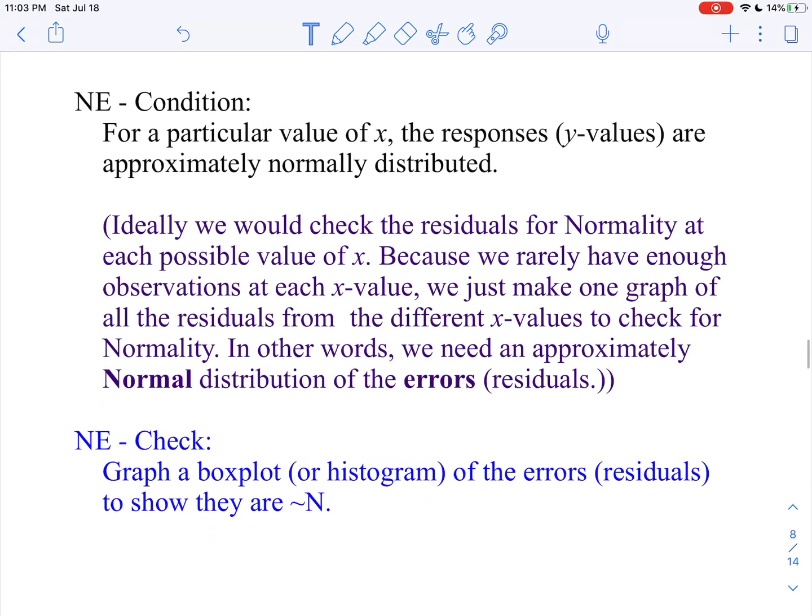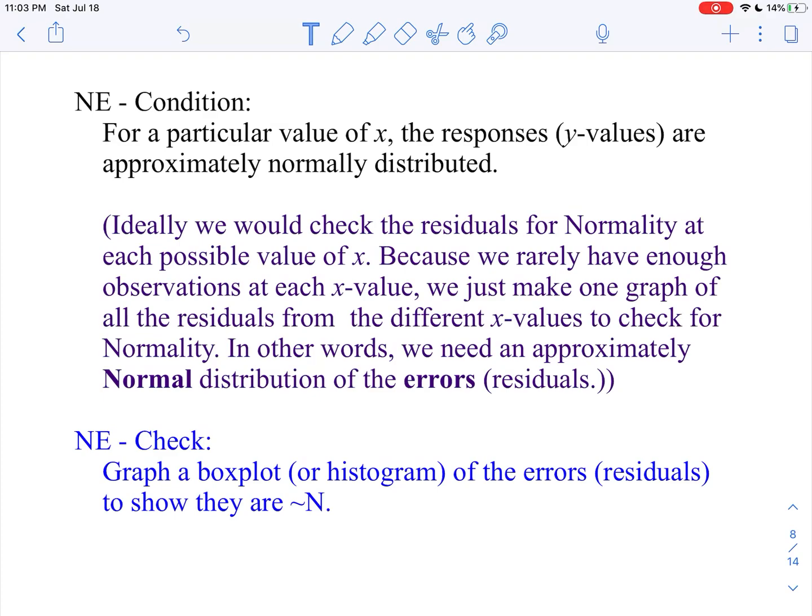Now the N and the E go together as one condition. So our NE condition actually says for a particular value of x, the responses, the y values, are approximately normally distributed. So if we had the number of cricket chirps predicting the temperature, then for a set number of cricket chirps, maybe 5 per second or something, I don't know how fast crickets chirp, every time we sampled 5 per second as the number of cricket chirps and looked at what the temperature was, we'd end up with probably a couple different temperatures, right? And so all of those responses, those y values, should be normally distributed.